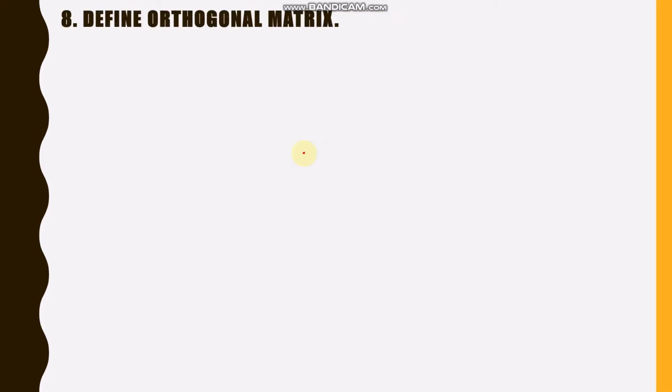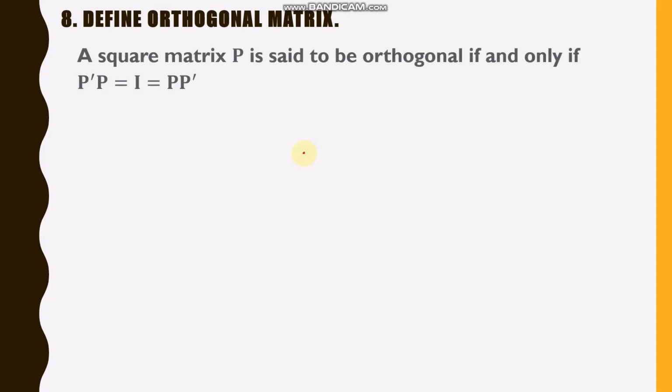Next question, define orthogonal matrix. Very easy. A square matrix P is said to be orthogonal if P transpose multiplied by P is equal to I, and P into P transpose is also equal to I.